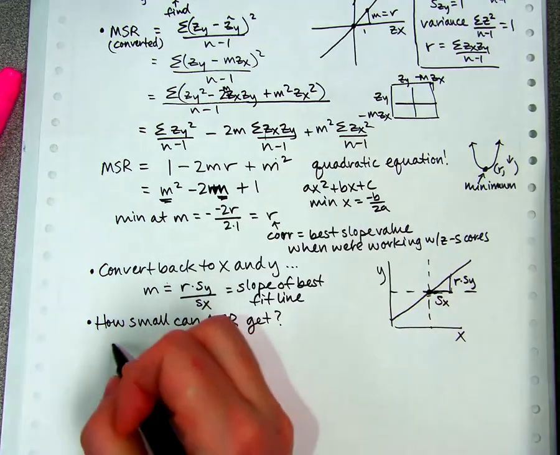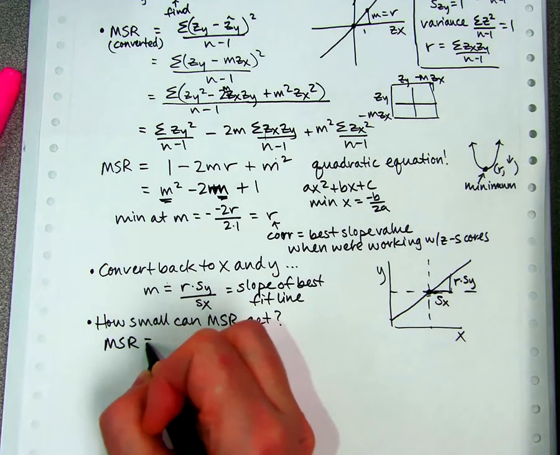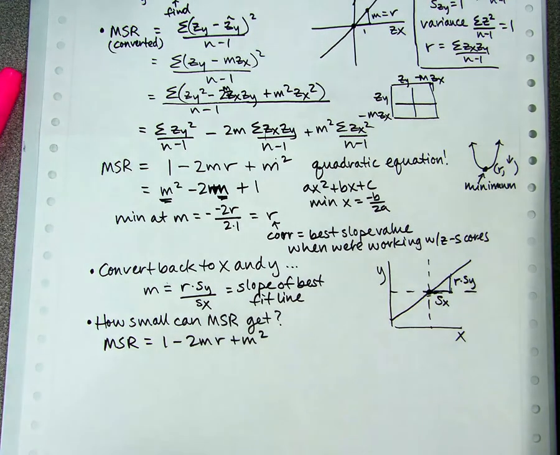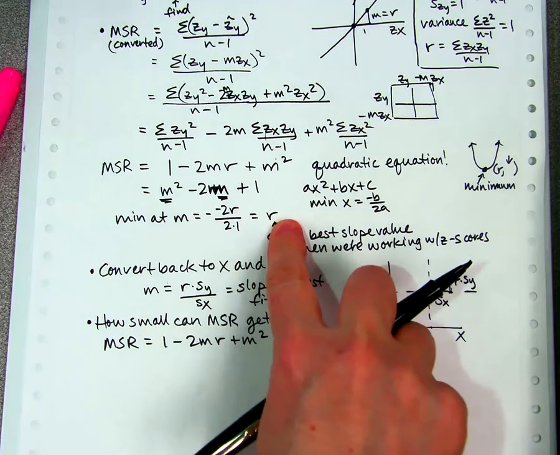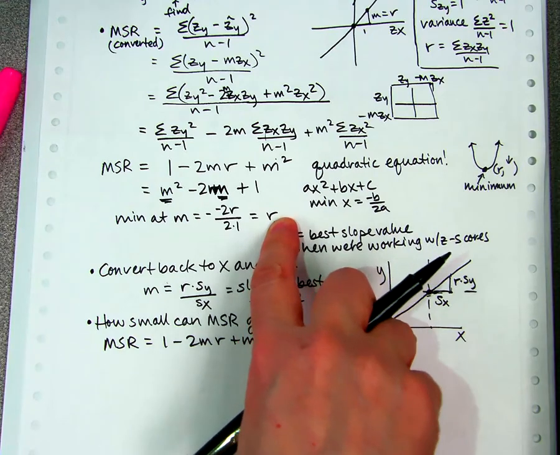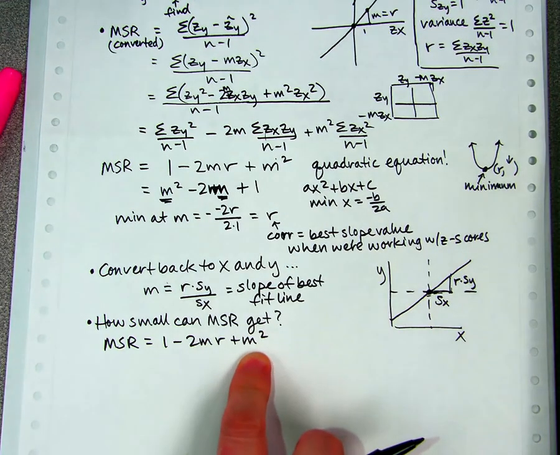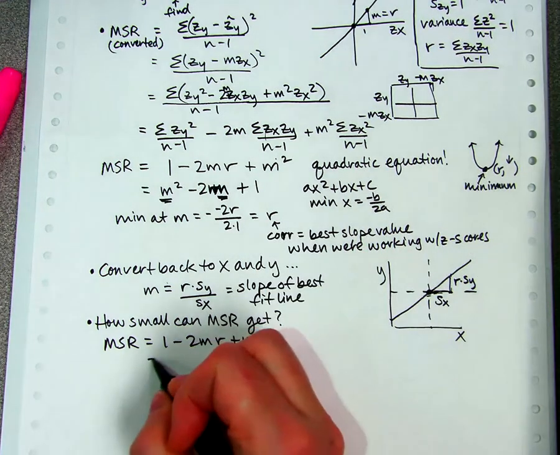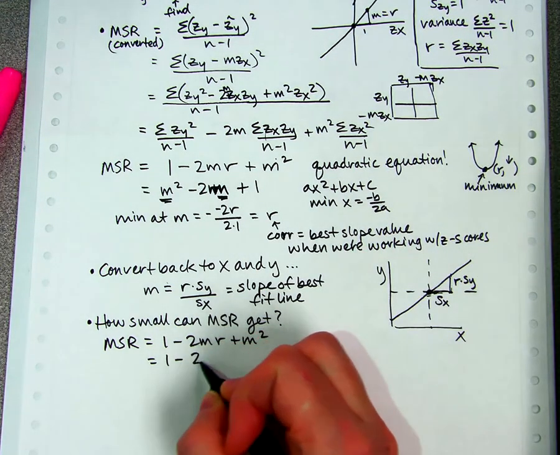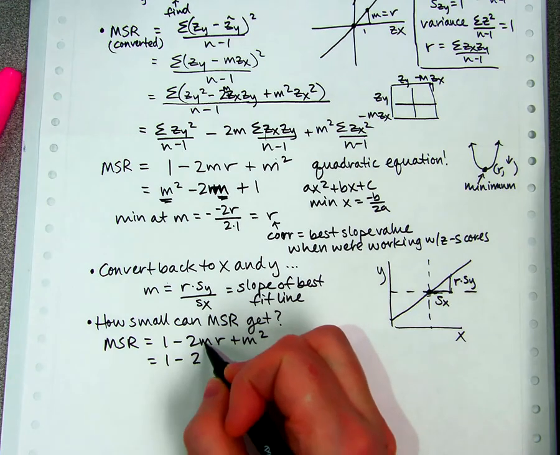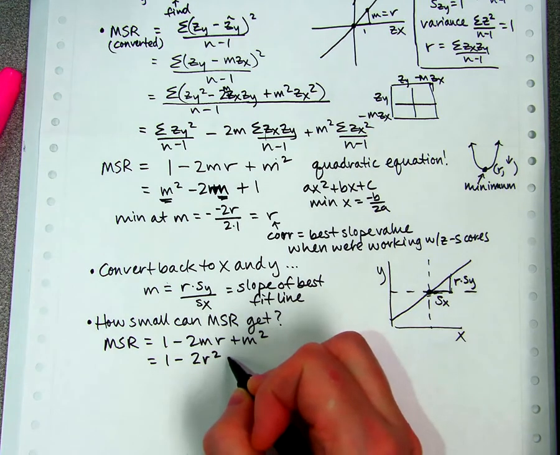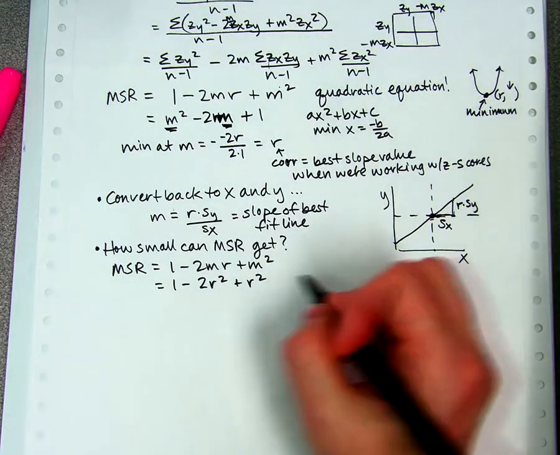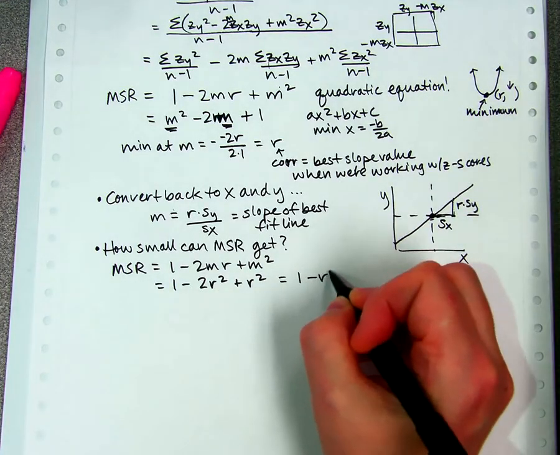So I'm going to go back to my parabola equation, which is 1 minus 2mr plus m squared. And if I take this m equals r and plug in r for m, basically, if you found x, which is what I did, then you would plug in x to find y. That's what I'm about to do. So I would plug in, instead of putting m, I want to put r. So that's 2r squared, and that's r squared. And then I'm going to simplify. Minus 2r squared plus r squared, that's 1 minus r squared.